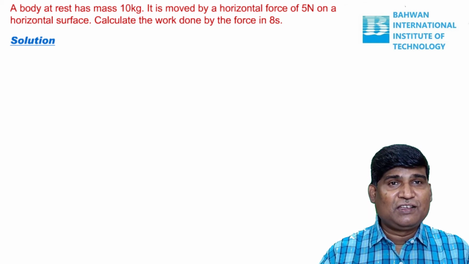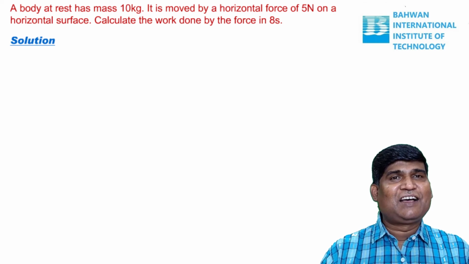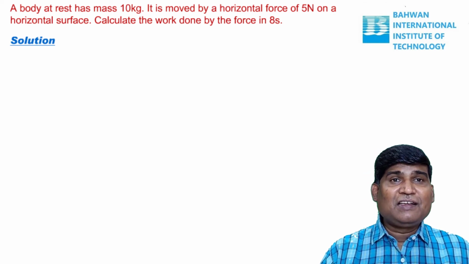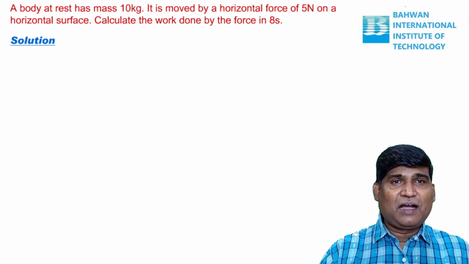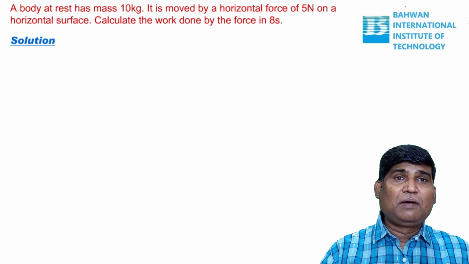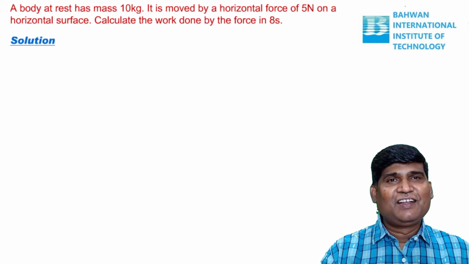What other data is available? When you observe carefully, they have given the time of travel. They said in the problem, in 8 seconds, how much work is done. That means it has displacement for 8 seconds. So we can calculate the displacement in 8 seconds. Here we know the formula for work, W is equal to Fs. But S is required. So to find S, we are using one more formula which we already learned in the force and laws of motion chapter, that is Newton's second law, F is equal to ma.